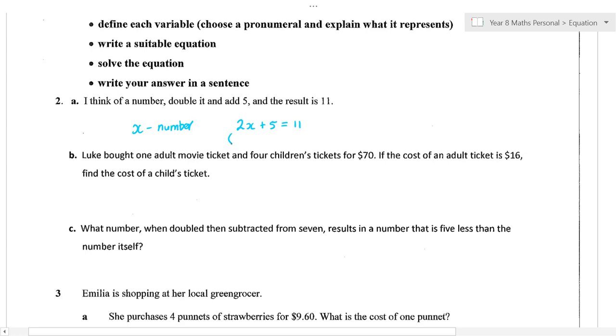So what we're going to do is subtract 5 from both sides, and that's going to give me, we don't have much room here, 2x is equal to 6. And you guessed it, x is equal to 3. Okay?